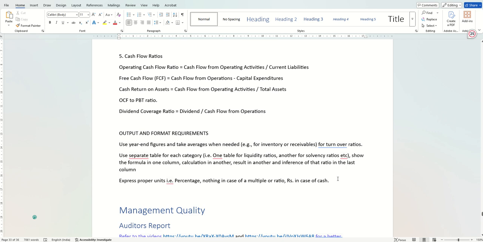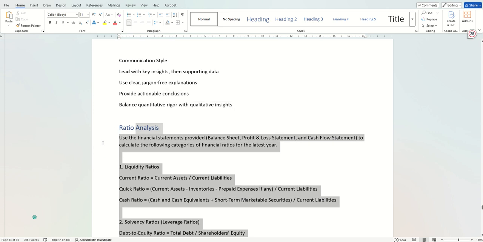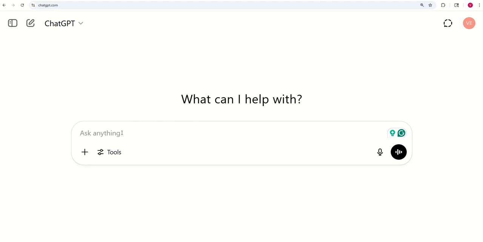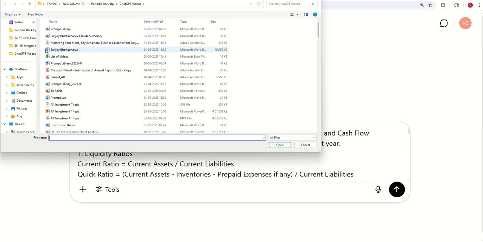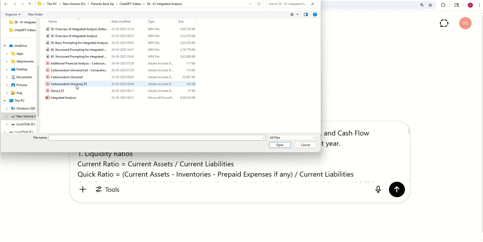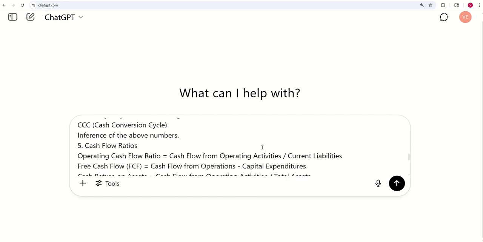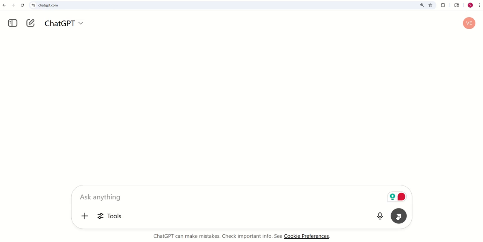We will just key in this prompt, and by the way, this file will be uploaded on my blog page once a month with all these prompts, which you can download and modify and use if you require, or otherwise use as it is. Right now I'm going to put it in ChatGPT and upload the financial statements for Carborundum Universal. Okay, it is uploaded. Now let me run it.